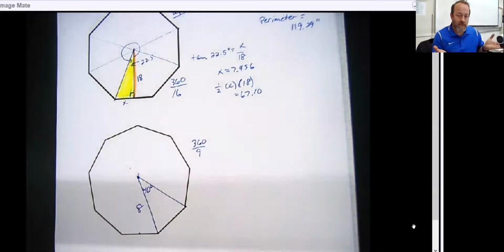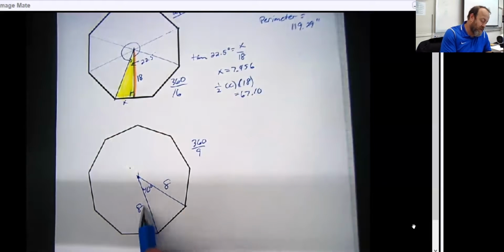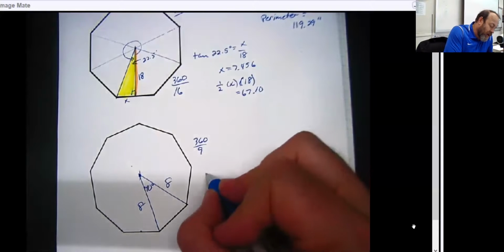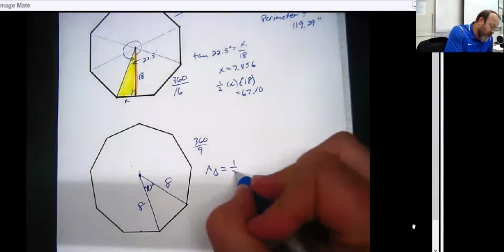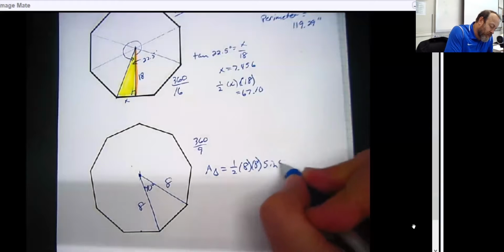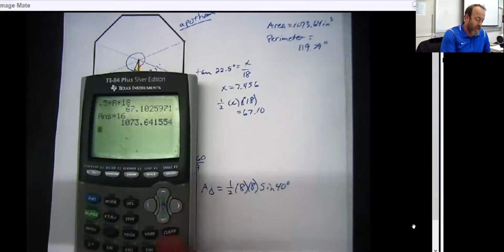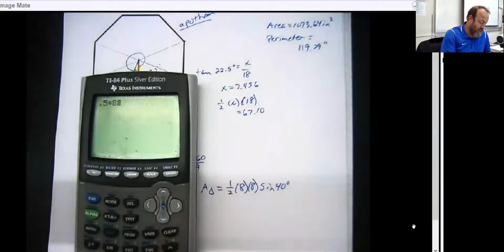We'll just go with a nice, easy number. Well, again, because it is a regular polygon, if that's 8, then so is this. And we have side angle side. So the area of this little triangle is 1/2 the product of the 2 sides times the sine of the angle in the middle, which is something we talked about in class. So 0.5 times 8 times 8 times the sine of 40.